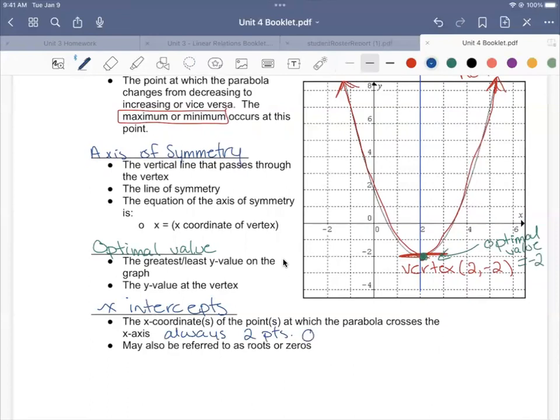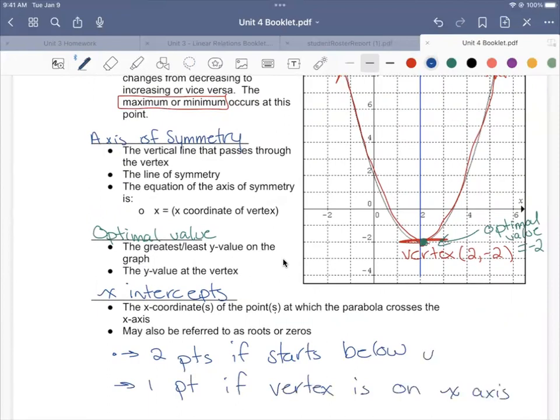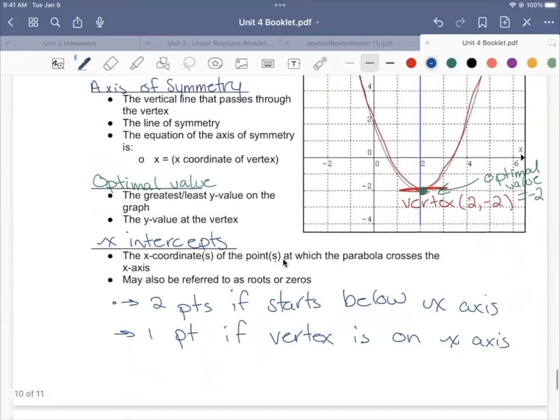Sometimes there are 0 points. Sorry, so it's not generally always 2. There can be two points if it starts below. There is 1 point if the vertex is on the x-axis. And there are 0 points if it starts above the x-axis.